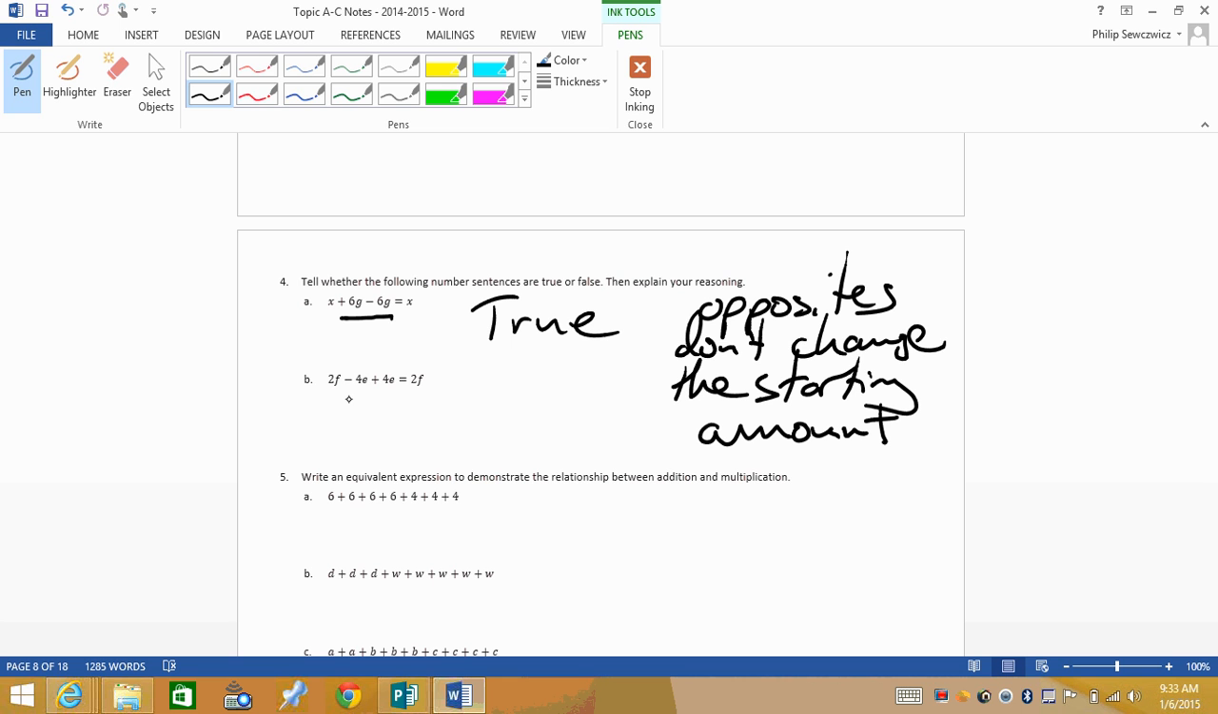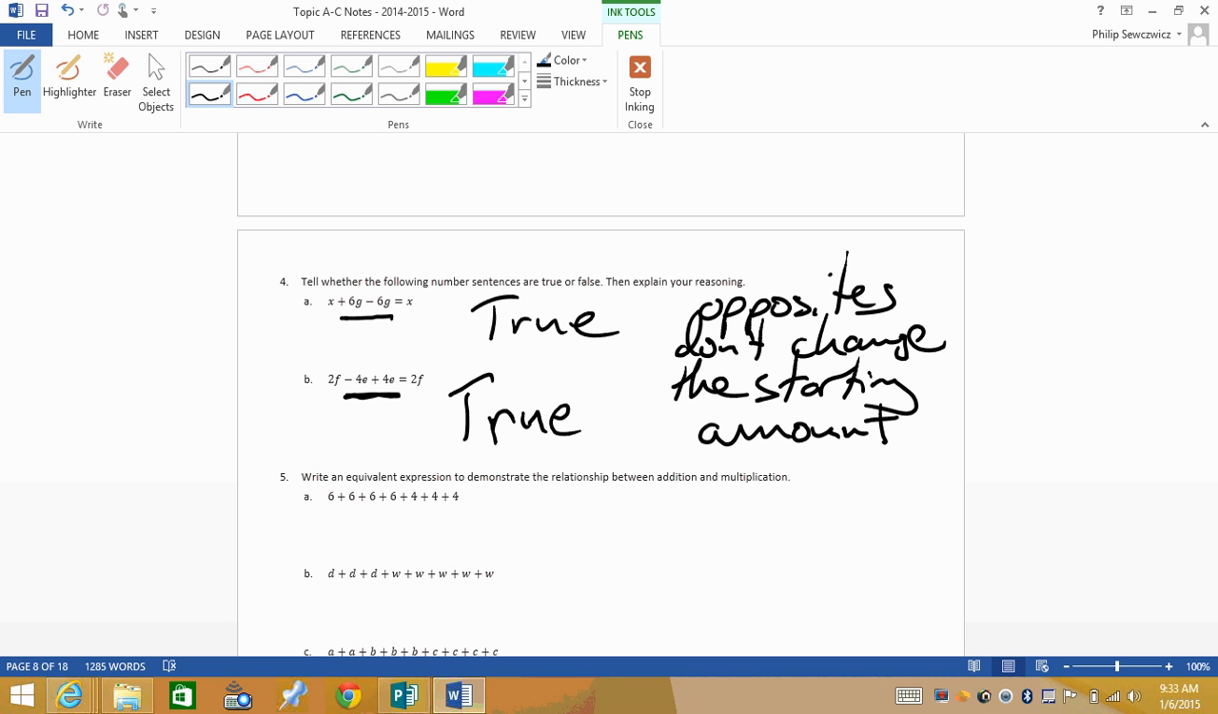So hopefully we're starting to write, and oh, look at that. These are opposites, subtracting 4e and adding 4e. So yes, this is also true. And it is the same reason. It's almost as if I knew that was going to happen ahead of time. So again, we do have our opposites going on here, so they do knock each other out.